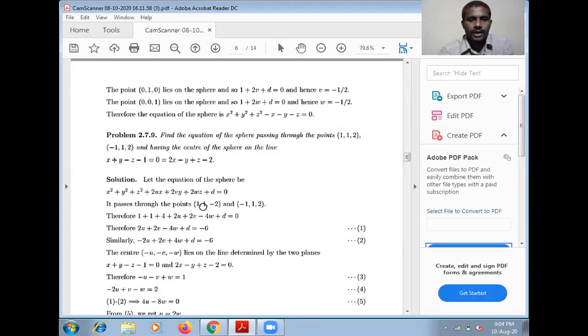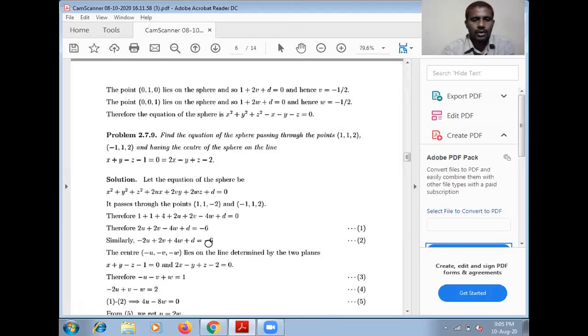But the center of the general equation of the sphere is minus u, minus v, minus w. This center lies on the line determined by the 2 planes. So x plus y minus z minus 1 equal to 0 gives minus u minus v plus w equal to 1. And 2x minus y plus z minus 2 equal to 0 gives minus 2u plus v minus w equal to 2.